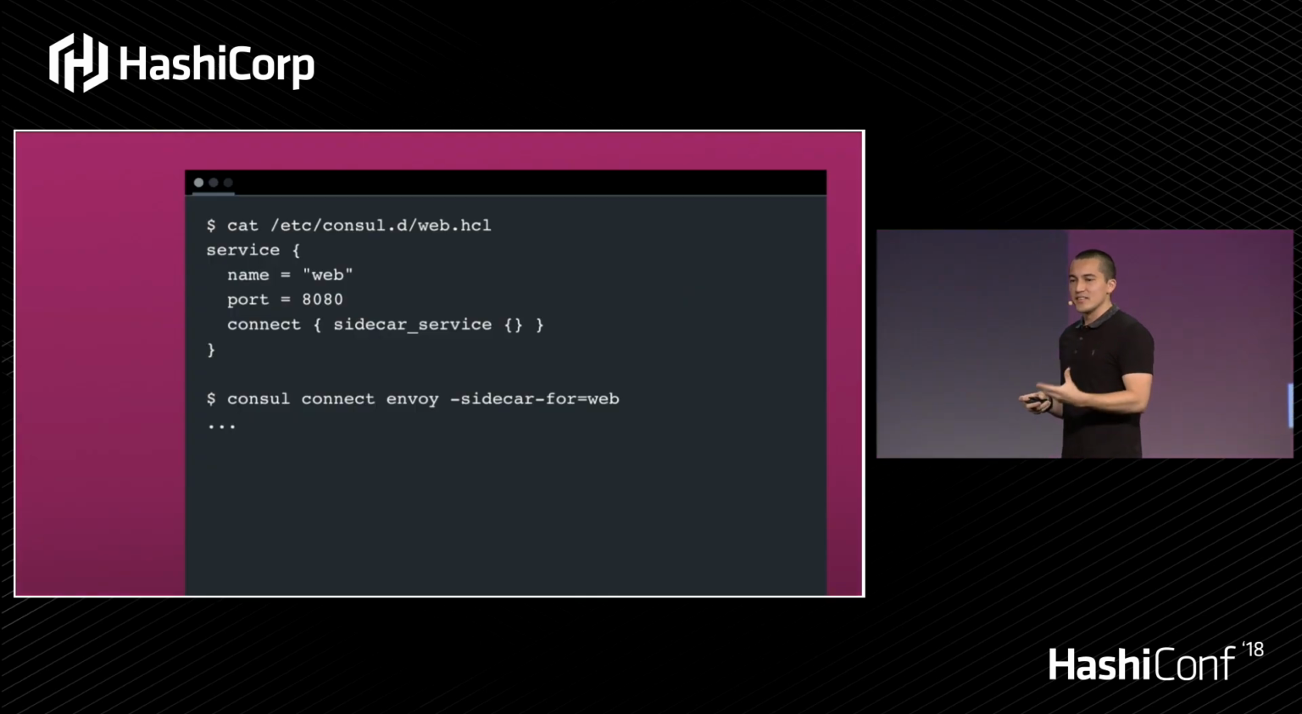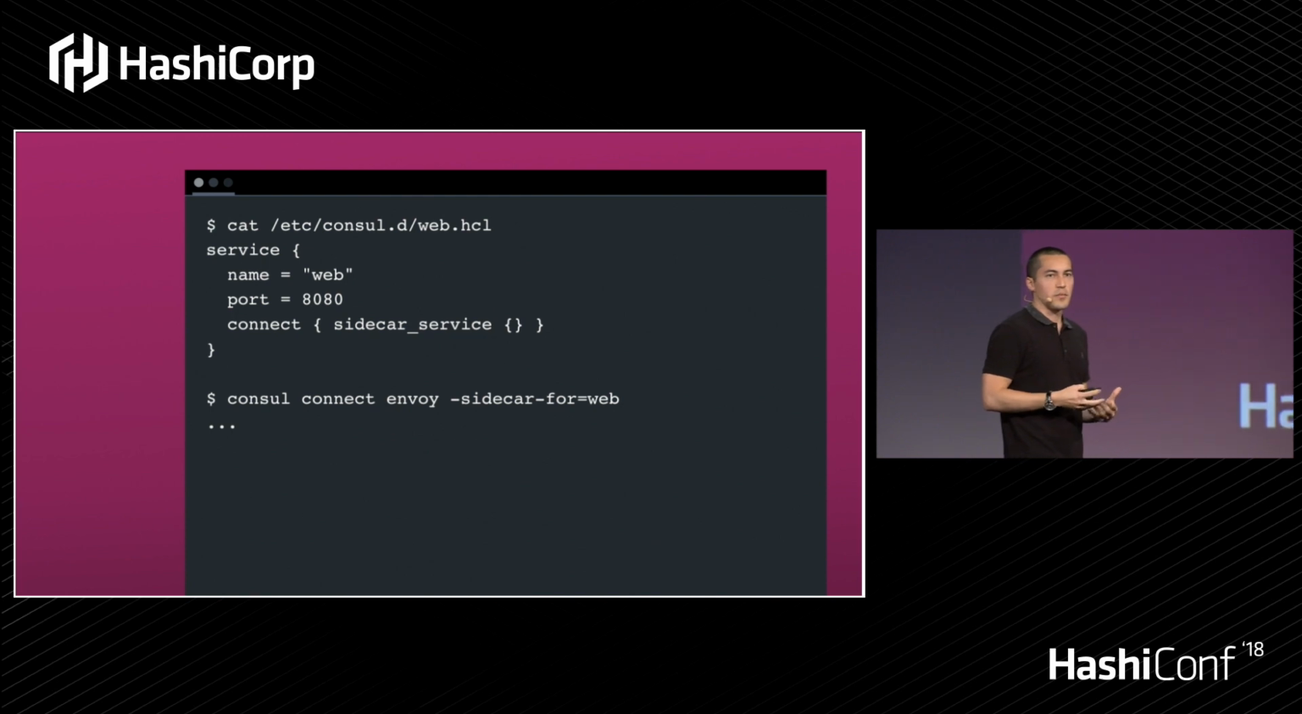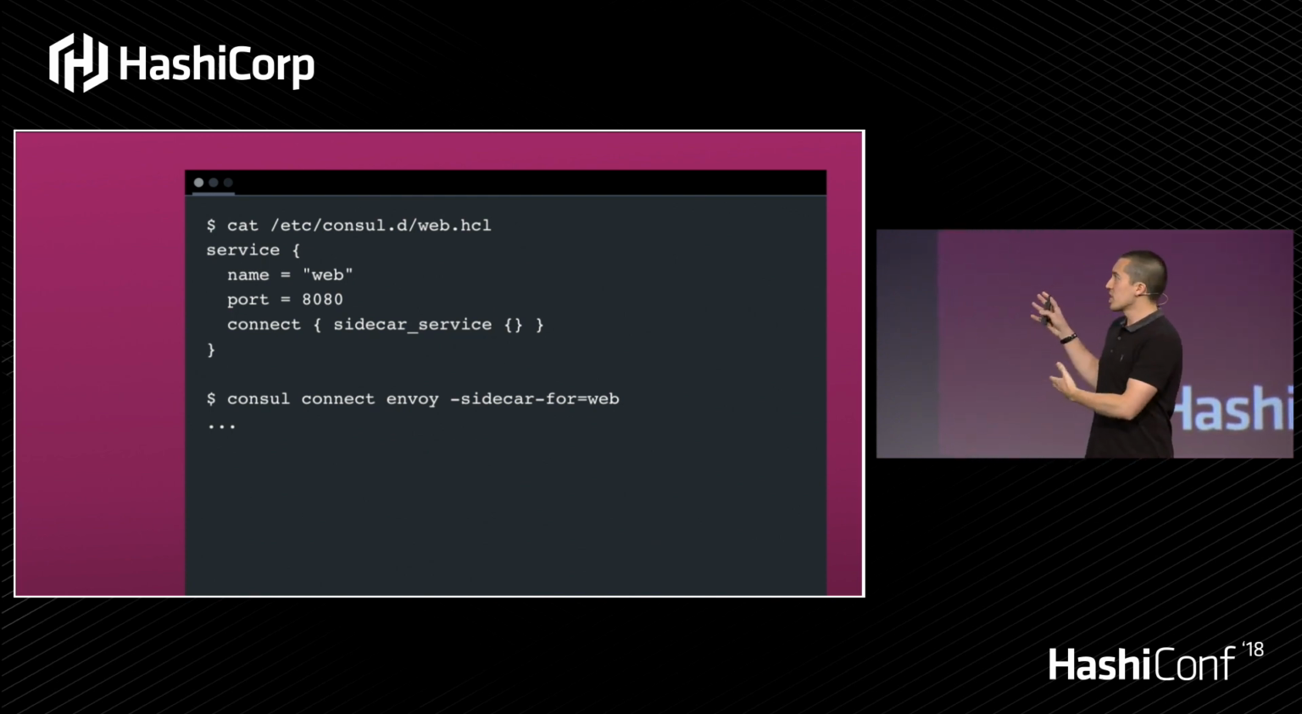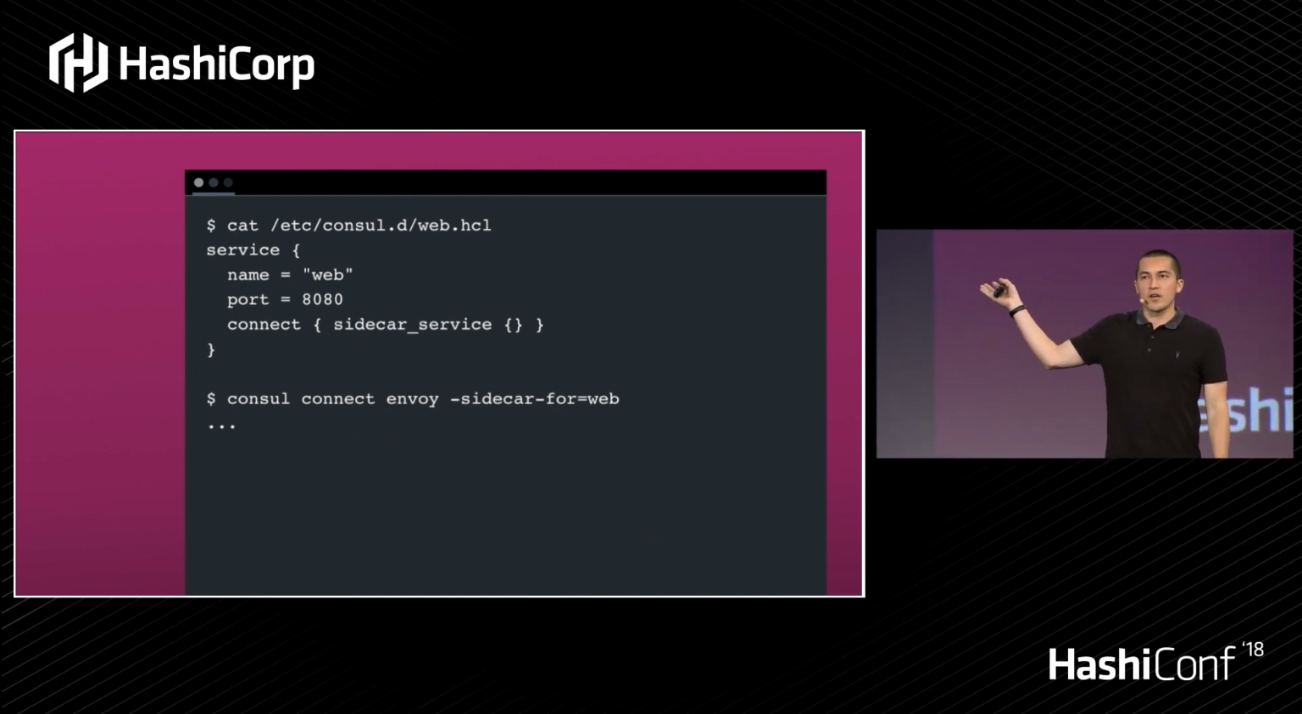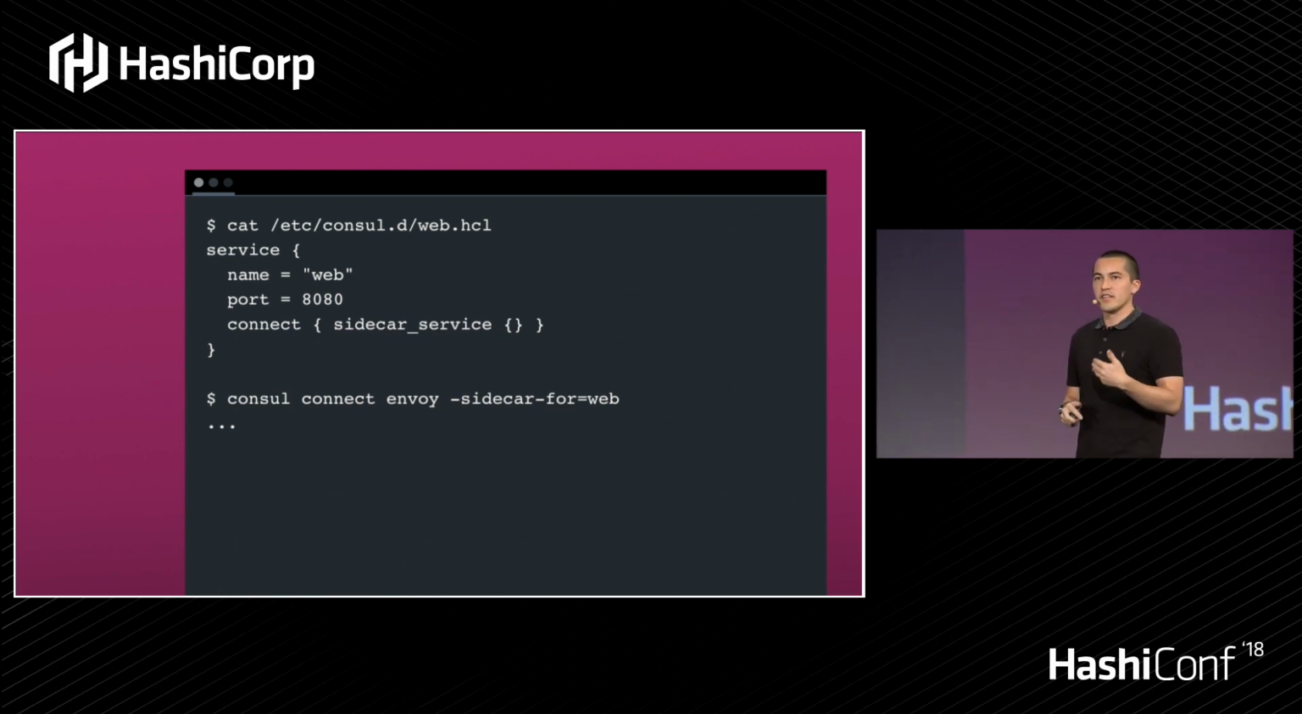And just to look at how easy this is, this isn't just a demo, this is a real configuration you might see in production. When you define a service, you define that you want a sidecar for that service, and then to run Envoy, it's one command, consul connect envoy, and then specifying which service you want a sidecar for.